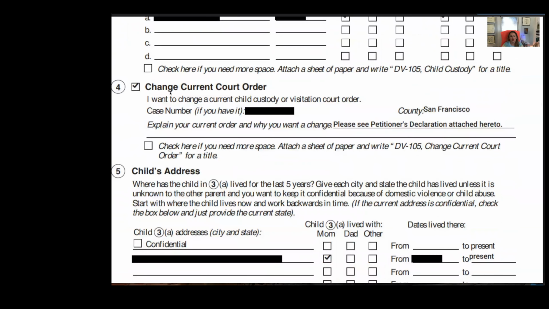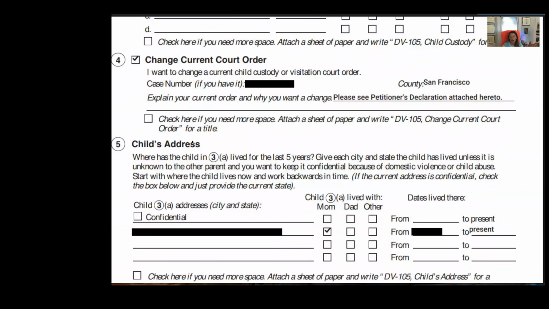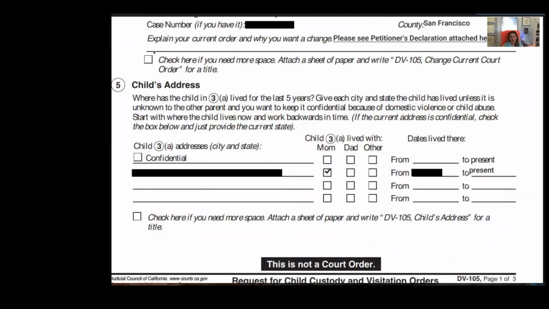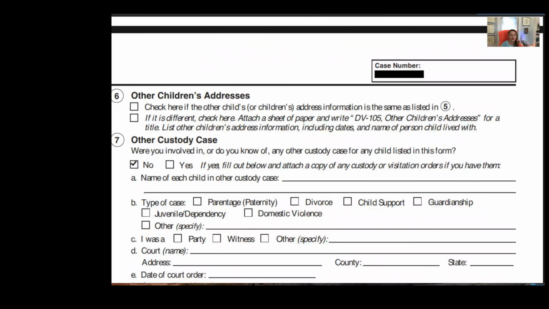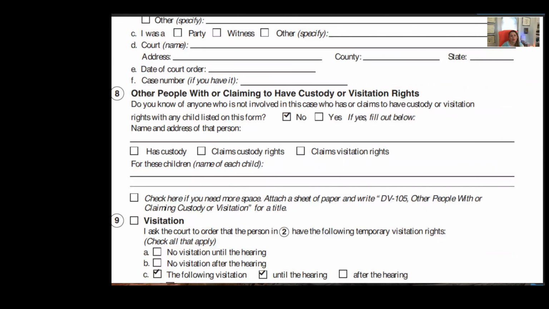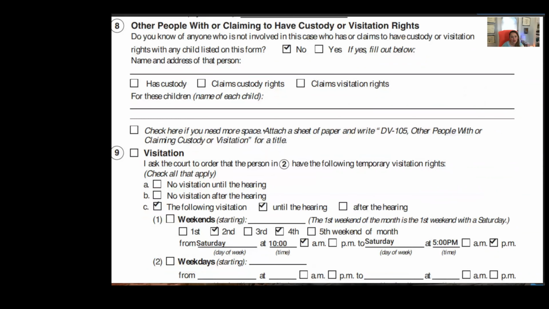Number 4, if there is a prior order, you say change current court order, and give the case number and county, and explain how you would like to change the current order. For example, if the current order says joint legal custody, then you're asking to change it to a different order. Then attach the same type of declaration. You will just say attachment to DV-105. Number 5, child's address, which we talked about, and other children's addresses. Number 7, other custody case, describe that. Number 8, other people with or claiming to have custody, you need to fill it out if there is such a thing.